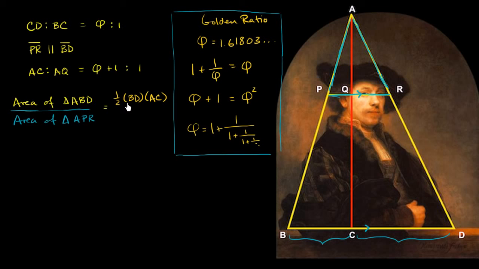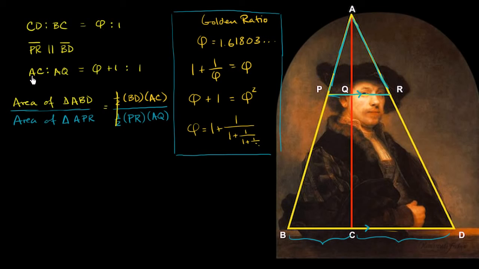Now, this is the area of triangle ABD, 1/2 base times height. Now what's the area of triangle APR? Well, it's going to be 1/2 times the length of our base, which is segment PR, times the height, which is segment AQ. So how can we simplify this a little bit? Well, we could divide the 1/2 by the 1/2. Those two cancel out.